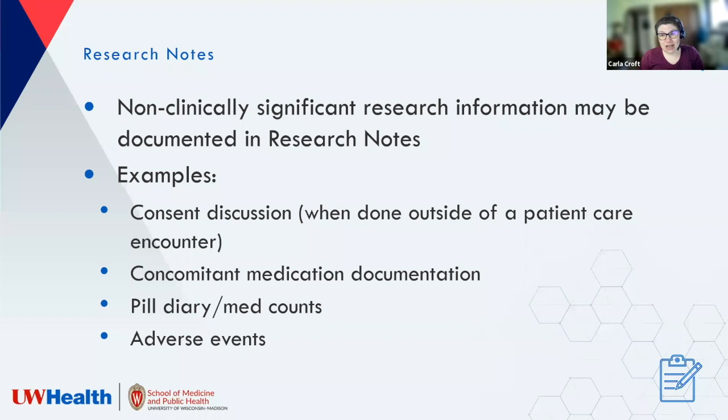The first one I'm going to talk about is research notes. Anne had linked out to a resource earlier on her slide about consent documentation, which will take you to some guidance about note type selection and note contents. One of the note types we have available specifically for research is the research note type. This is for non-clinically significant research information to be documented. You can include things in these notes that are clinical. However, you want to make sure it is never the sole source of that documentation in the electronic health record.